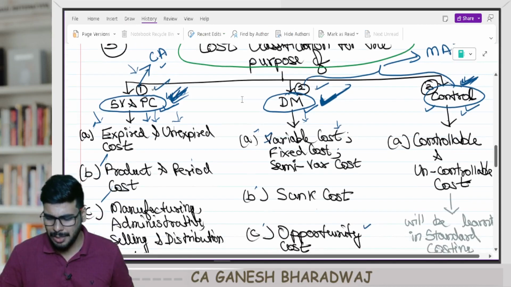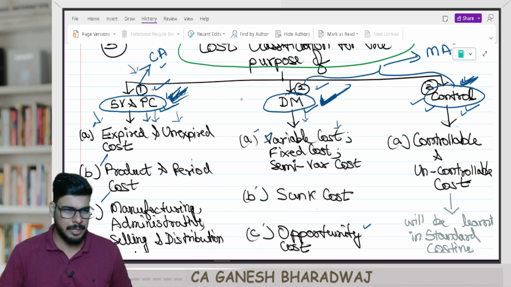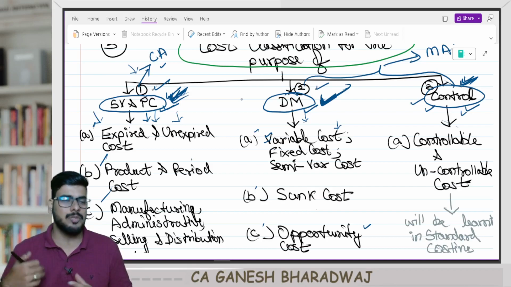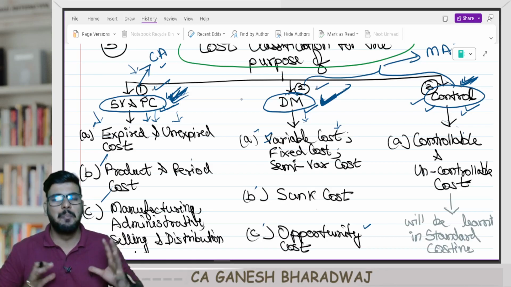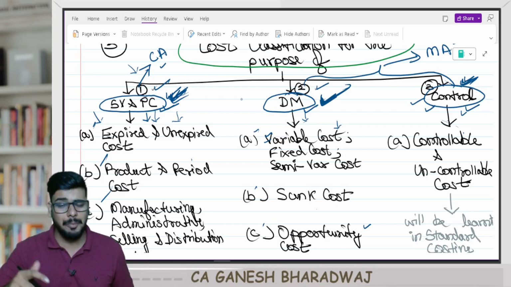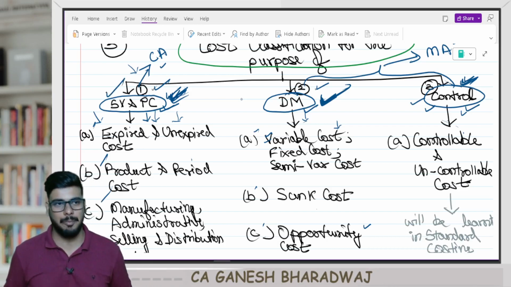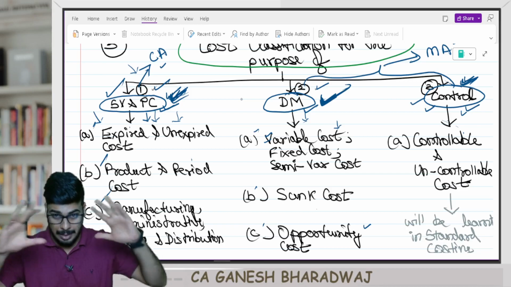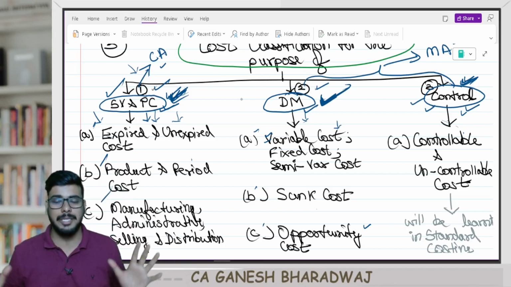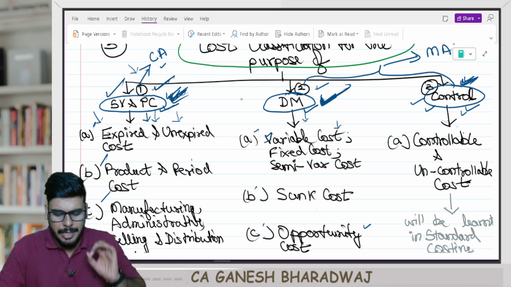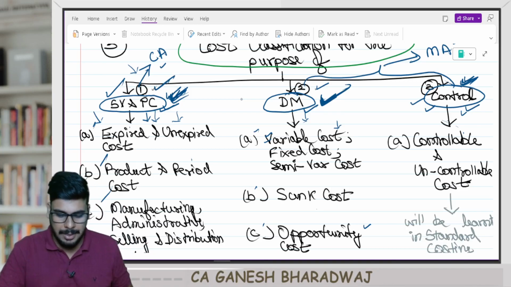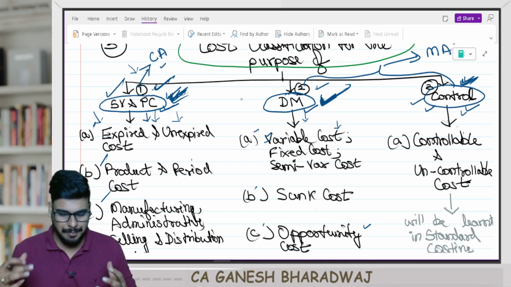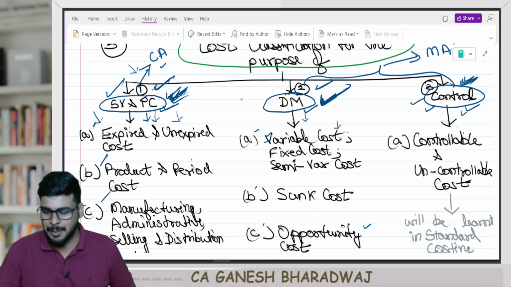And this part, control, is not a major aspect right now. This is more of a theoretical part. We will be seeing it in standard costing. Standard costing is numerical, and what controllable and uncontrollable cost means, that definition is a theoretical part. The predominant portion of the subject revolves around stock valuation and profit computation, right? Out of 100%, I'm not talking about the exam paper, out of 100% of the concepts covered in this subject, 60 to 70% of the concepts fit into the category of stock valuation, profit computation. The remaining predominant portion comes under decision making, and a very small aspect comes under control.